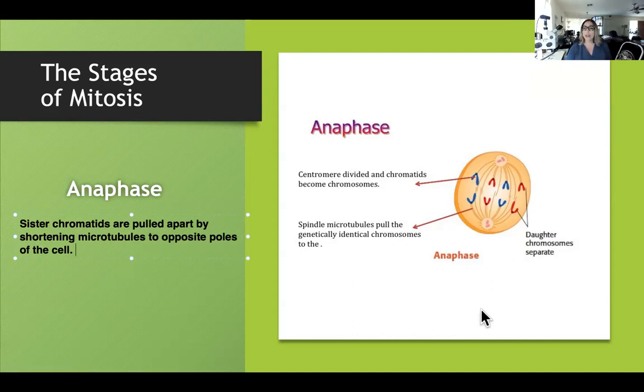So you can see here in the picture, those sister chromatids are separated and they're being pulled back. Now, once they are separated, they are called chromosomes again. And I know that's a little bit confusing. So when sister chromatids are attached at the centromere, they're considered one chromosome. Once they're pulled apart, they're now two chromosomes.